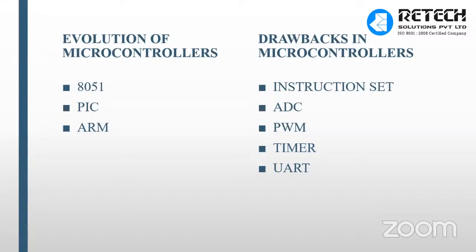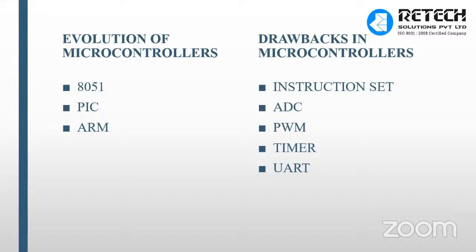Then we move on to PIC microcontrollers. The 8051 has 256 instructions, and those instructions are minimized in the PIC microcontroller. PIC has only a part of the instruction set. PIC microcontroller has 5 ports: port A, port B, port C, port D, port E. Every port has 8 pins.